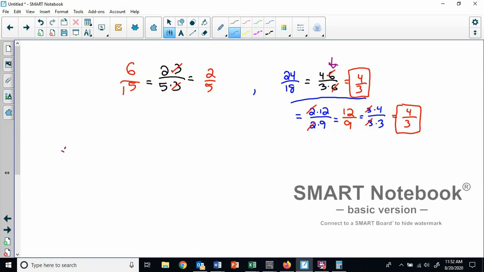Let's see. Negative 25 over 30. If I throw a negative in there, is that going to mess you up? No. Because the sign doesn't really matter in reducing. Okay? This is still going to be negative. Well, is there a number that divides evenly into both? Yes, 5 does. Because 25 is 5 times 5. 30 is 5 times 6. So, these 5's are gone. Don't drop the negative sign. It's still there. So negative 5 over 6.